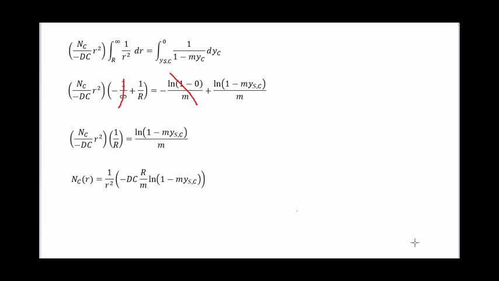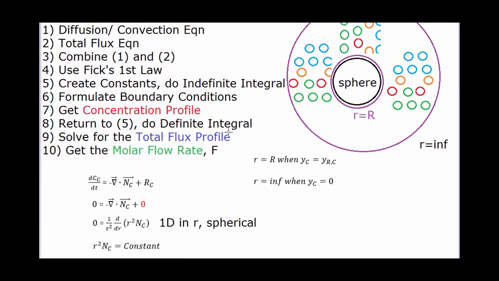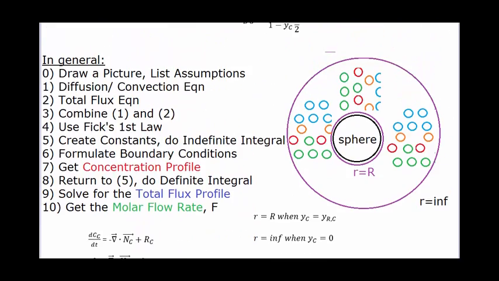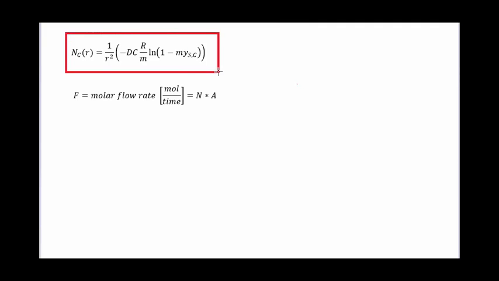So we're almost done here. There is something that is constant though, right? So we've found the total flux profile, but we don't yet know the molar flow rate or the transport rate that we call F. So the molar flow rate, because of the units, remember flux is in moles per area time. The molar flow rate is in moles per time, so if you take the flux times the area, you'll get the molar flow rate. Well, if you remember back to this point, r squared times n sub c was a constant, right? So I've just moved this r squared back to the left-hand side.